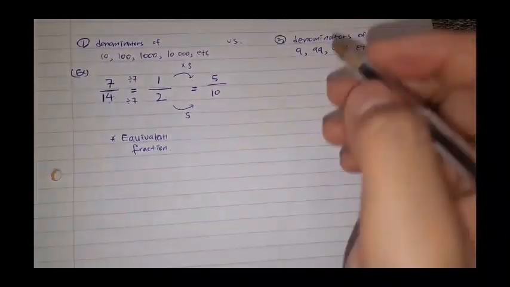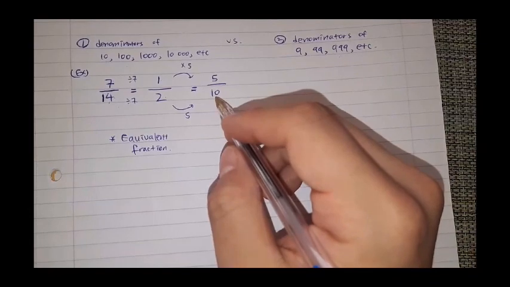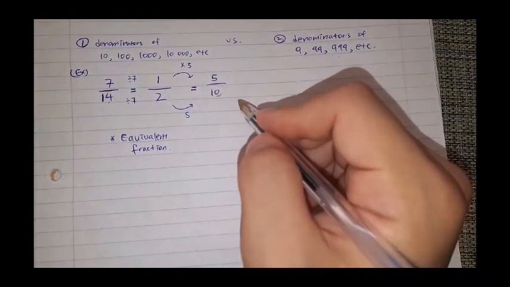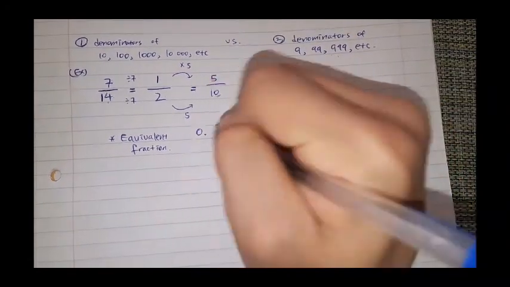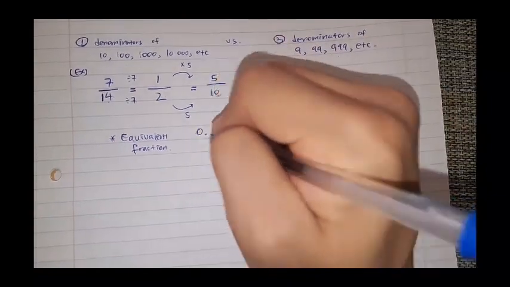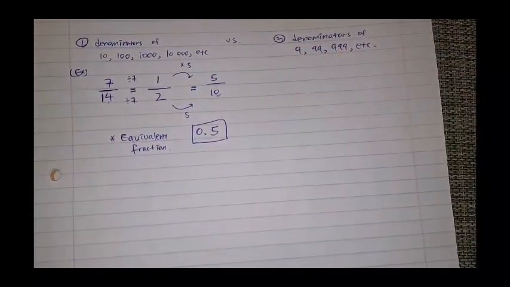And if you have this 10, that means it's how many decimal places that you have. I have 1 0, so that means it should be 0 point something. And that something is indicated by the numerator. So 0.5, something like that.